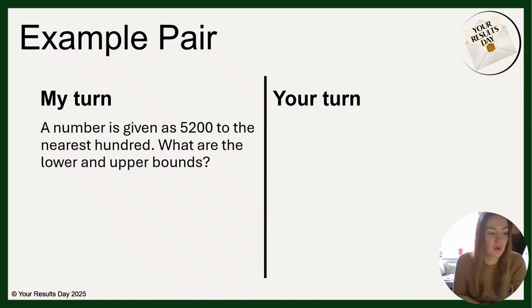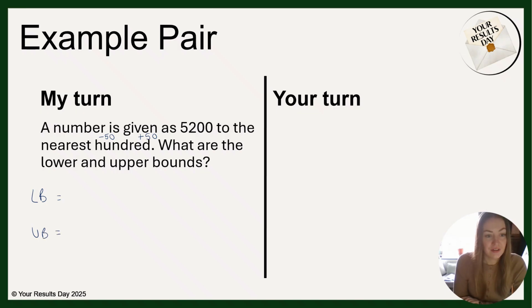So let's have a look at some questions. A number is given as 5,200 to the nearest 100. So just a reminder, if you're rounding to the nearest 100, half of 100 is 50. So for the lower bound, we will minus 50, and for the upper bound, we will add 50. What are the lower and upper bounds? So this one's actually only asking for the lower bound and the upper bound. It's not actually asking for an error interval.